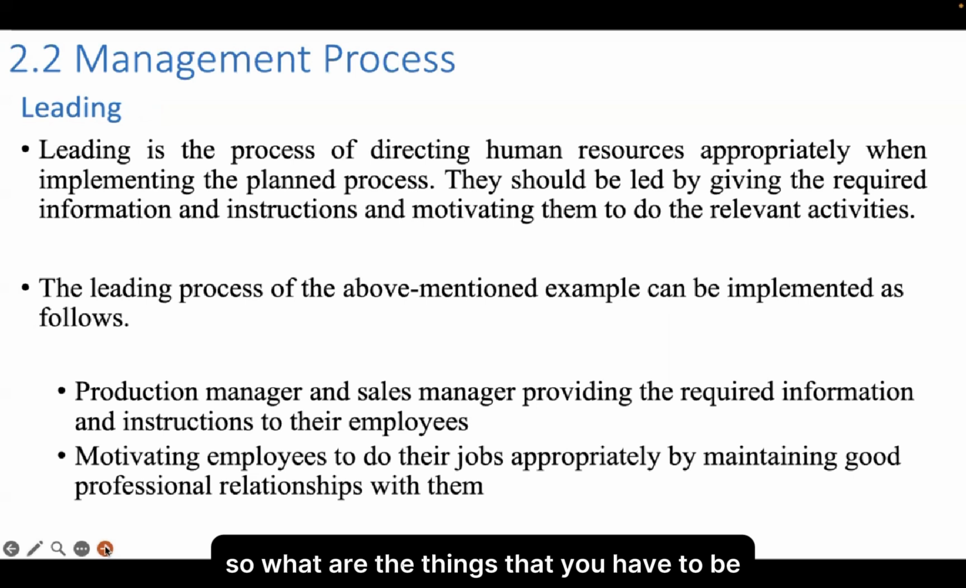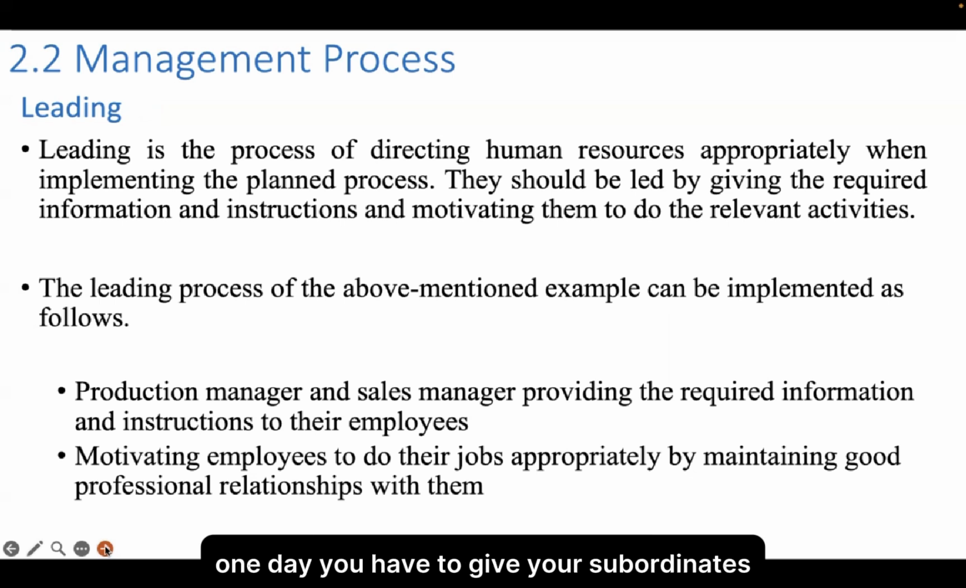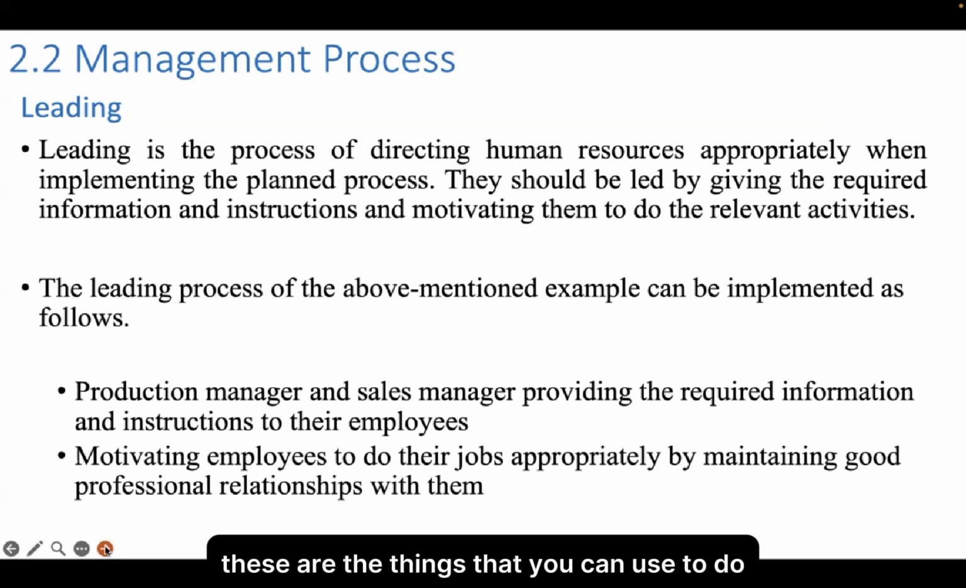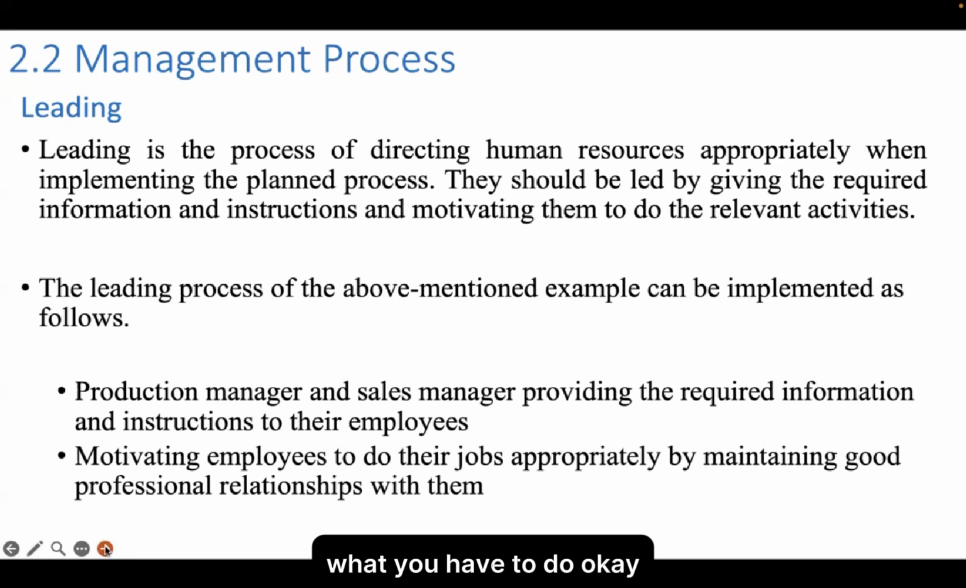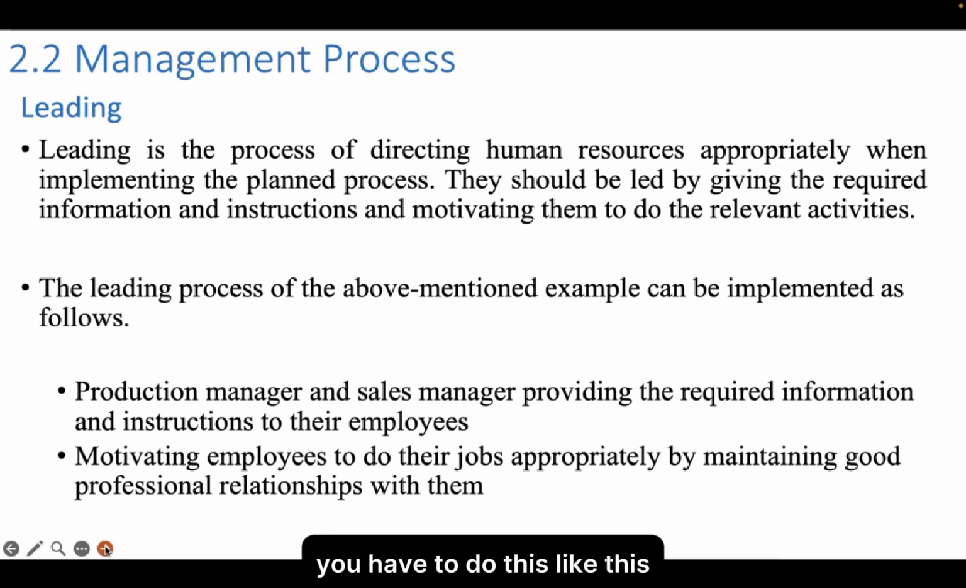So what are the things that you have to give when you are leading? You have to give them the relevant information, and then you have to give the instructions, and then you have to motivate them. So when you are a manager one day, you have to give your subordinates the relevant information. Okay, this is what you have to do. These are the things that you can use to do what you have to do. And then you have to give the instruction. You have to do this like this.